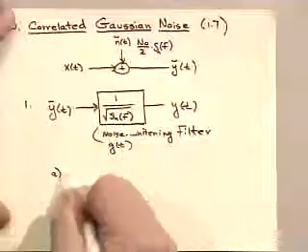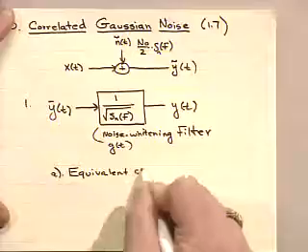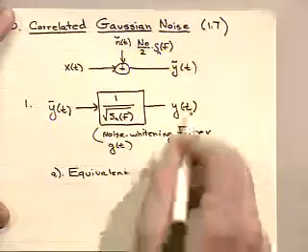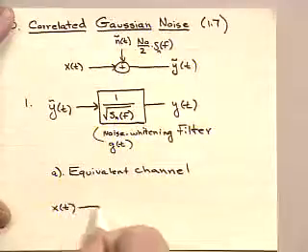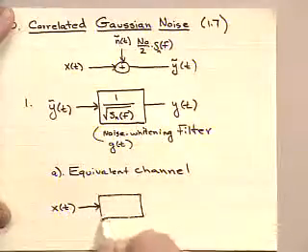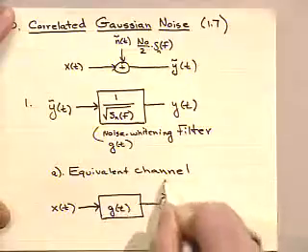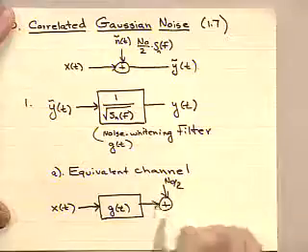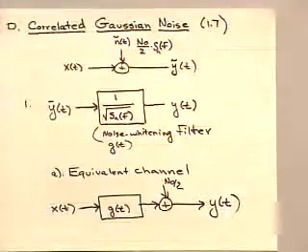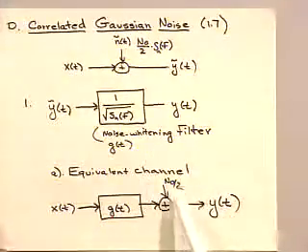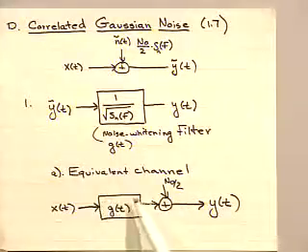Then I would have an equivalent channel from x to y of t, the output of this noise whitening filter, and it's going to look like this. X of t passes through g of t, and now I have additive white Gaussian noise, n naught over 2, and y of t. Because I know the noise at the output of this filter is now white. It's got variance n naught over 2 per dimension. And I've got this linear filter here, g of t.